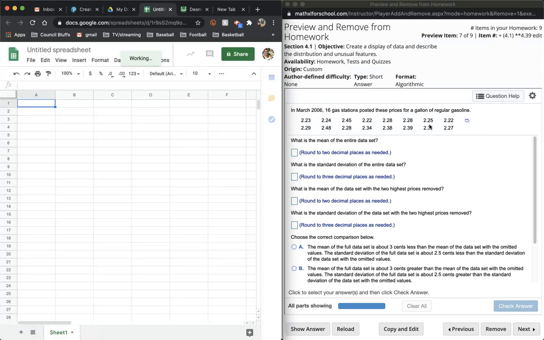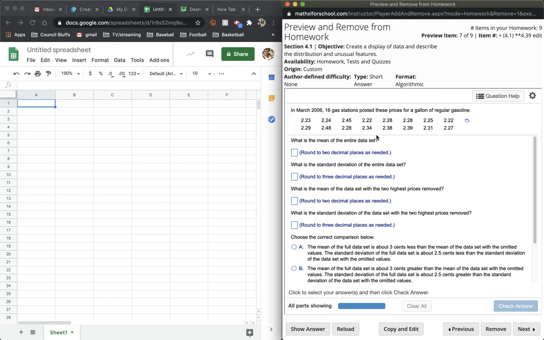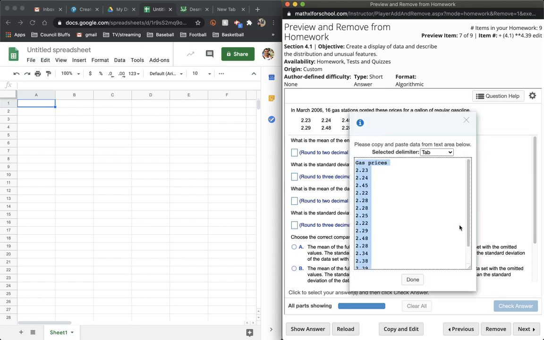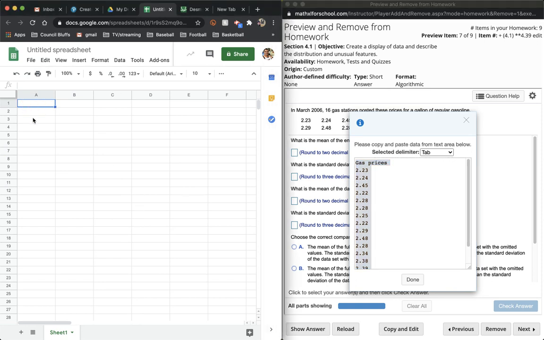And I will show you a little trick here on MathXL. So we have our list of data. Now you could just type each of these in individually, but why waste the time if there's a shortcut? If you click right here on this box and click on Copy to Clipboard, this comes up, and all you're going to do is on your keyboard hit Control-C to copy, and then go to your spreadsheet and hit Control-V to paste. And you have now copied and pasted all of the data into a spreadsheet.